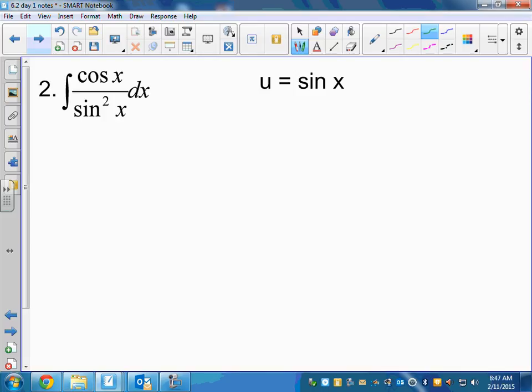So when you get your u, step 1, take the derivative of it. So I'm going to say du equals, what's the derivative of sine?